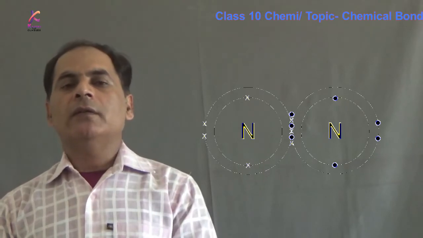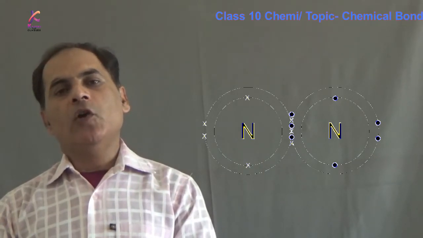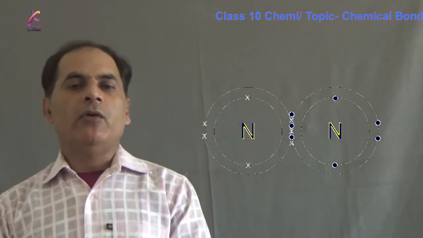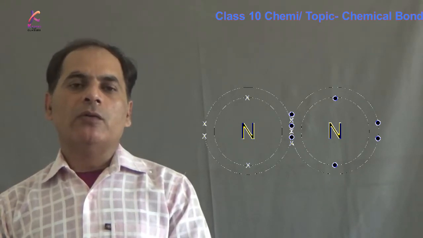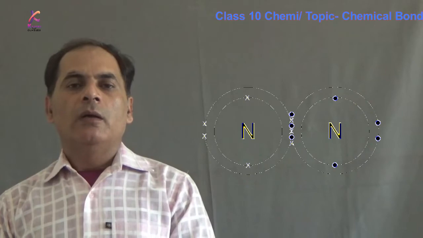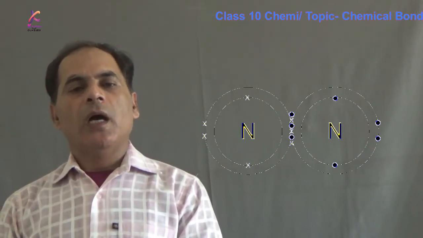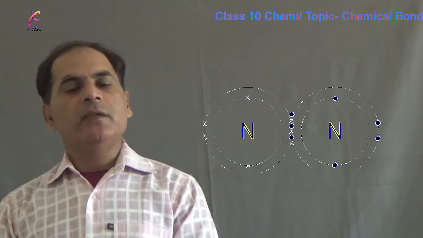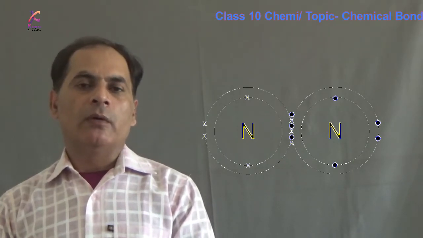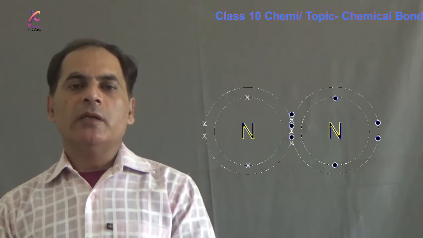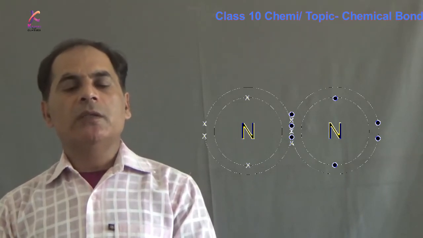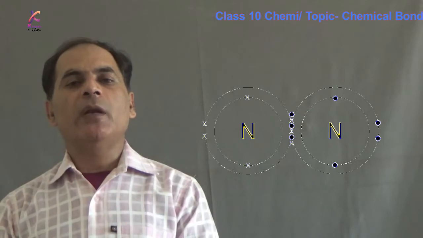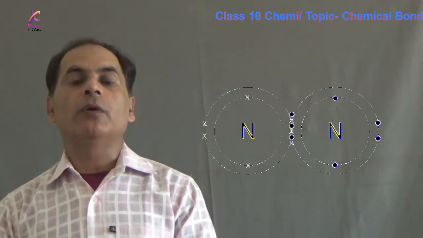We will see another example, which has a triple covalent bond: the nitrogen molecule. In a nitrogen atom there are 5 electrons in the outermost shell, of which 3 electrons are unpaired and 2 electrons are paired. These unpaired electrons will form the bond. Another nitrogen has the same configuration. Each nitrogen shares its 3 electrons with 3 electrons of the other nitrogen atom. Since 3 electrons are being shared, they will form 3 covalent bonds. It is called a triple covalent bond.